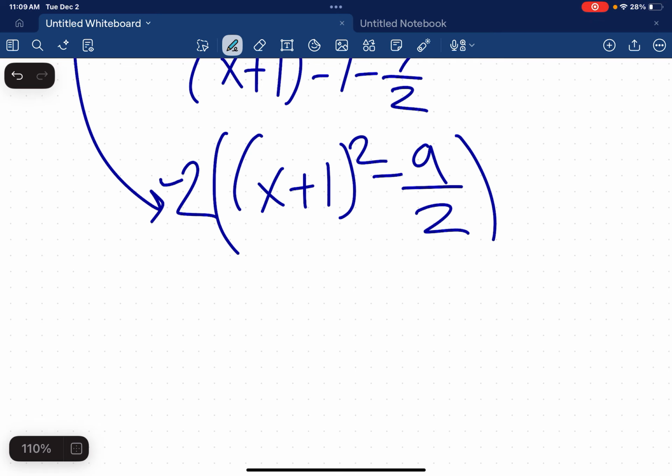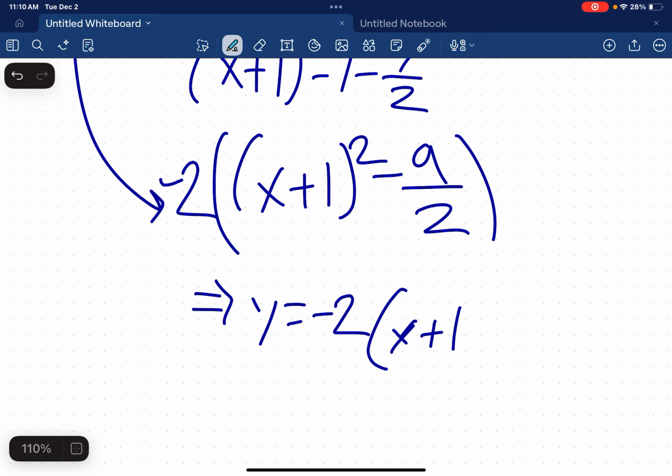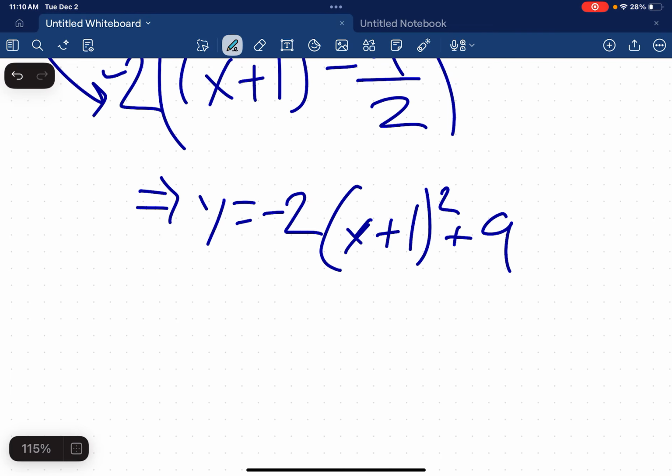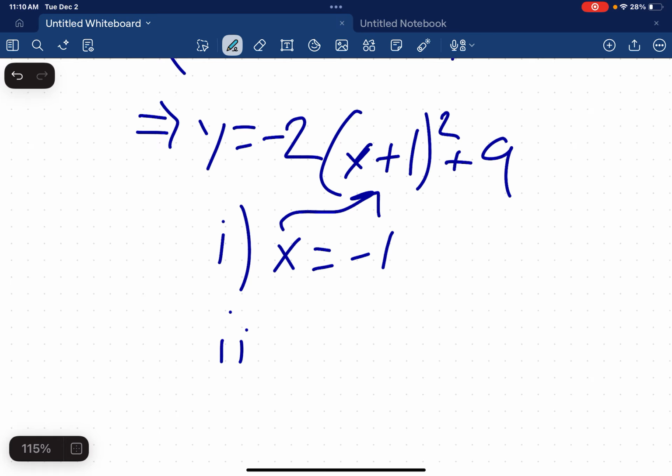This means that we'll end up getting y is equal to negative 2 (x plus 1) squared plus 9. And 1 is asking us for the equation. Remember, your axis of symmetry is just going to be your h value, which in this case is negative 1. The vertex is going to be equal to negative 1, 9.